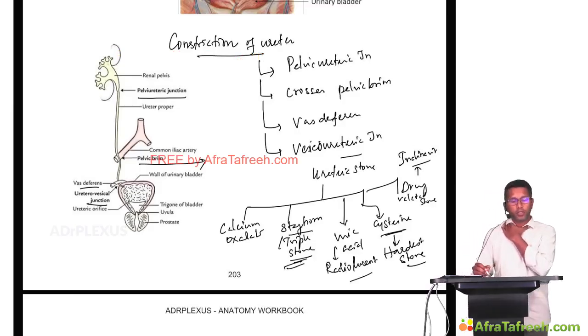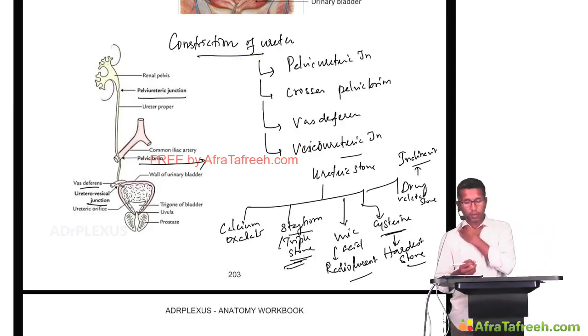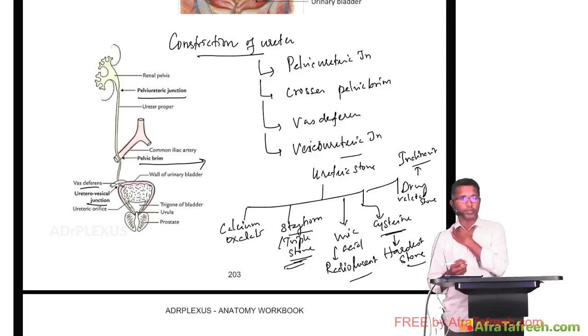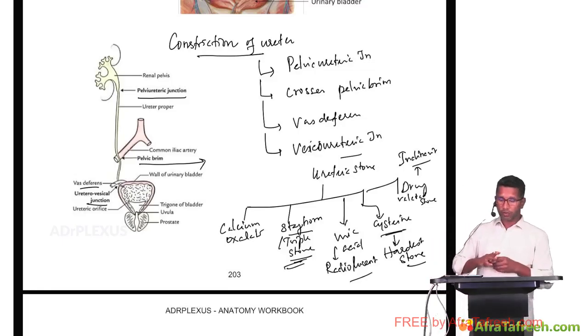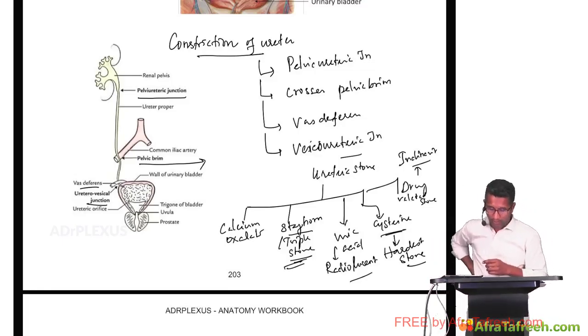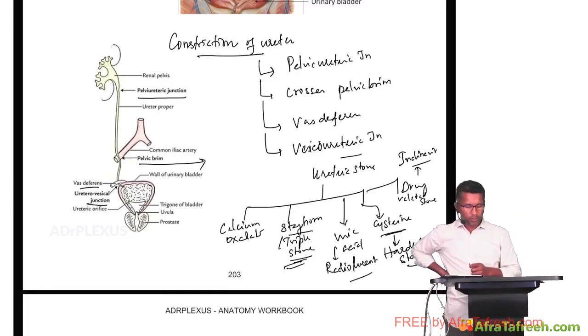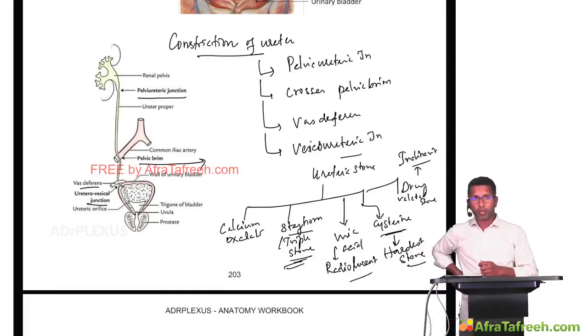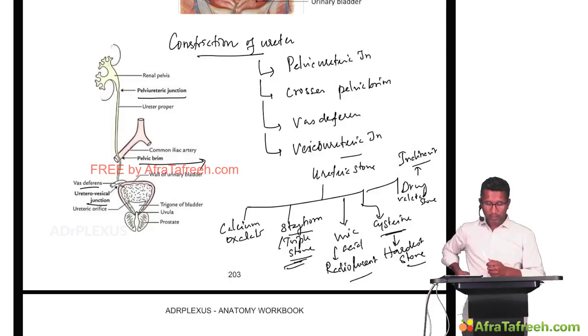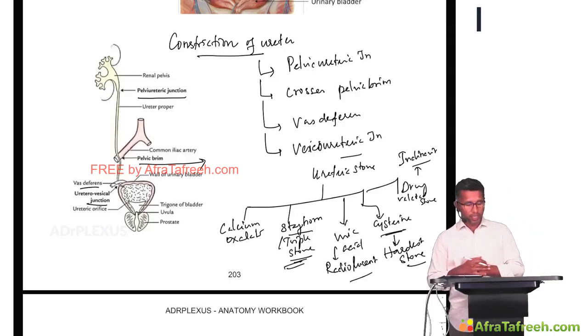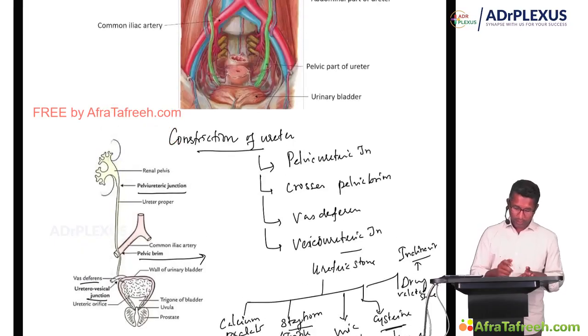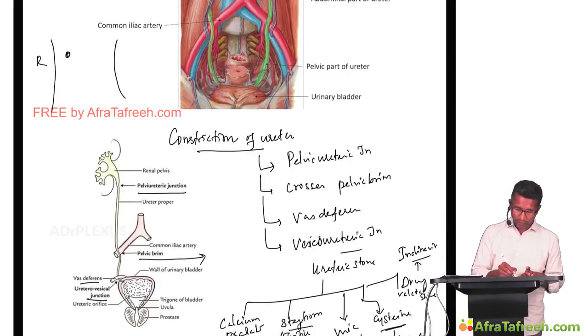Radiolucent stones. Sometimes a patient comes to you and says, sir, I have got a pain in the loin region. Now you take an X-ray on the right side, and you see a stone on the right side. So let us consider this is a patient X-ray. This is the right side, and you see a stone here.